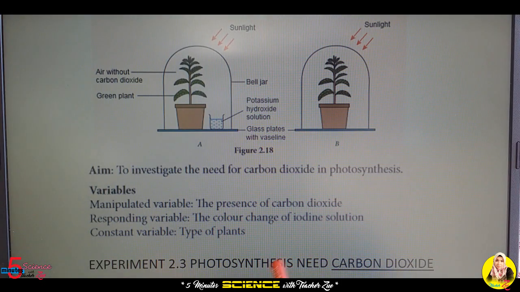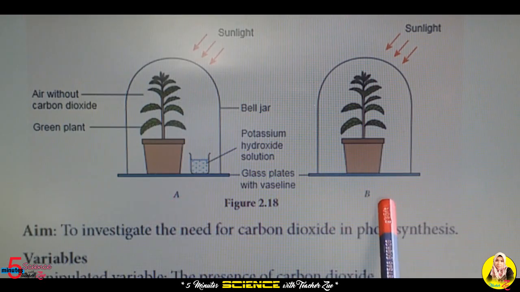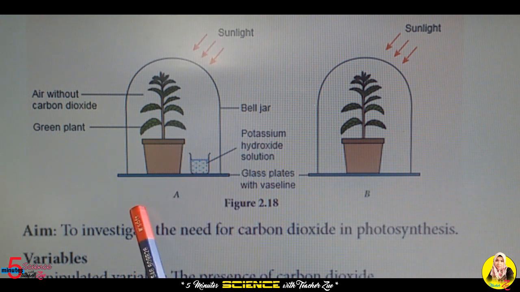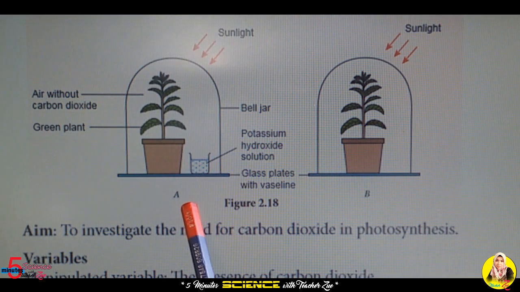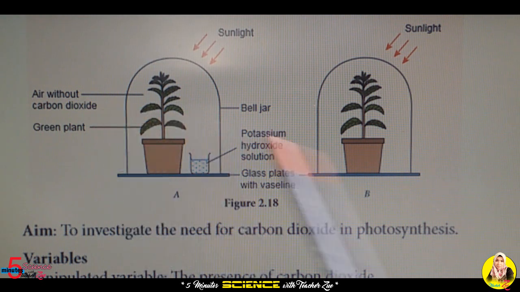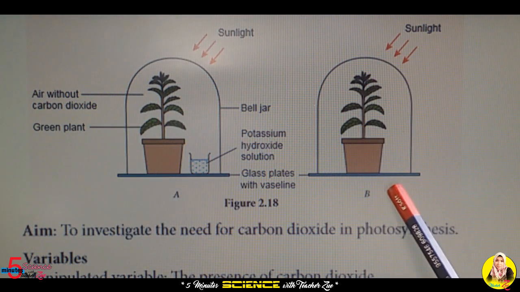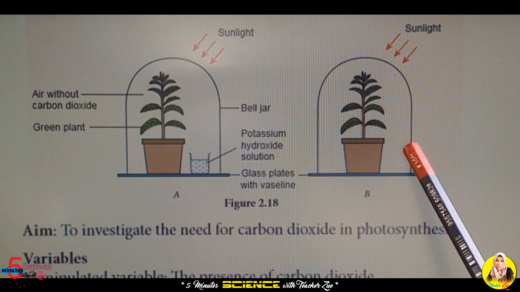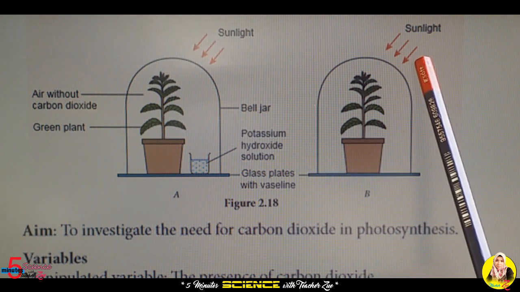Third experiment to show that photosynthesis need carbon dioxide. Okay, we have A and B. Diagram A, this plant is put in the bell jar with air without carbon dioxide, and B, this plant is put in the air with carbon dioxide. Both get sunlight.